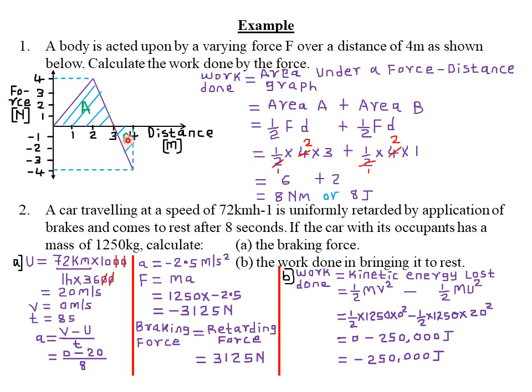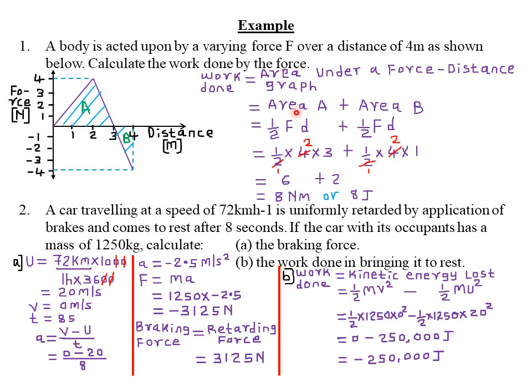we have two areas. Remember, the area is the region between your graph and the horizontal axis. The horizontal axis in this case is the distance axis. Therefore, the area under this particular force-distance graph will be given by area A, which is shaded, plus area B. If we observe, area A is triangular in shape. Also, area B is triangular in shape.